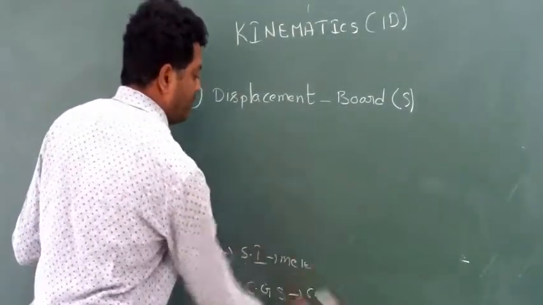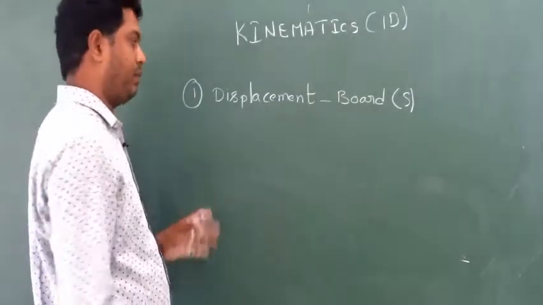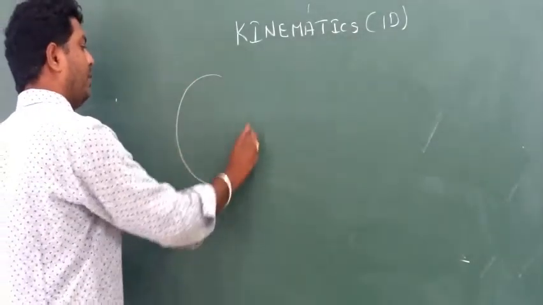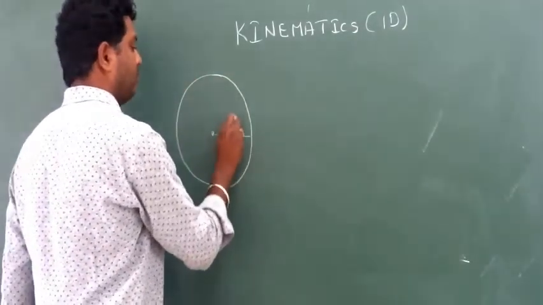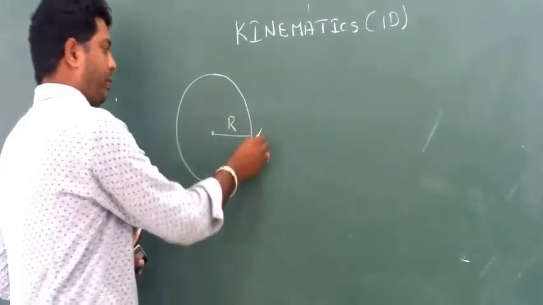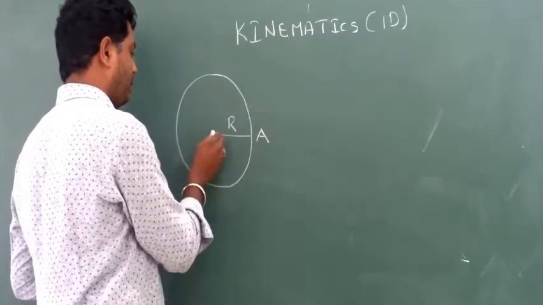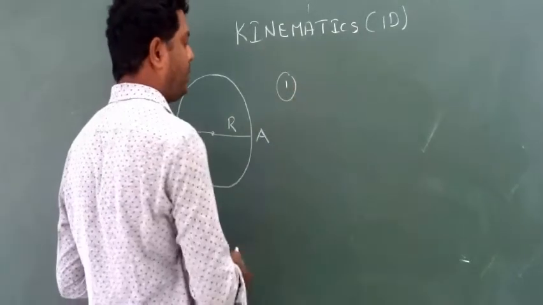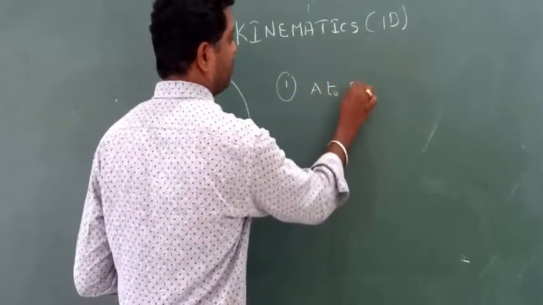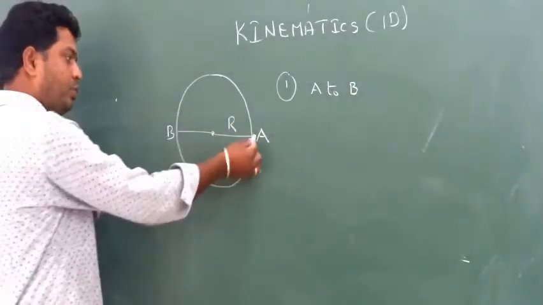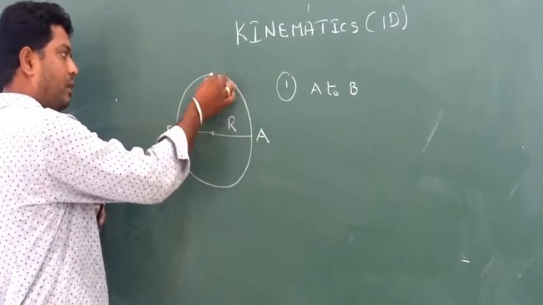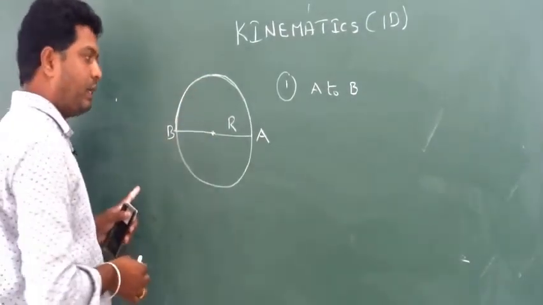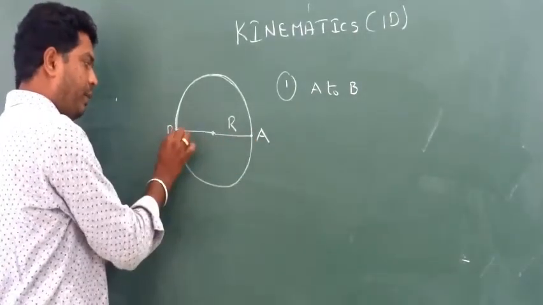Now we are going to look at different examples to understand the concept of displacement. In the first example, a body is moving in a circle of radius r. This is the starting point A. I choose one more point, the exact opposite point, B. The body walks around the circumference of the circle and reaches the exact opposite point. That means the starting point is A and the ending point is B.